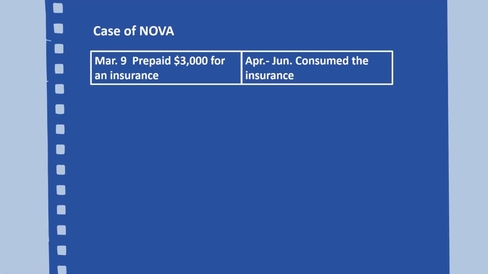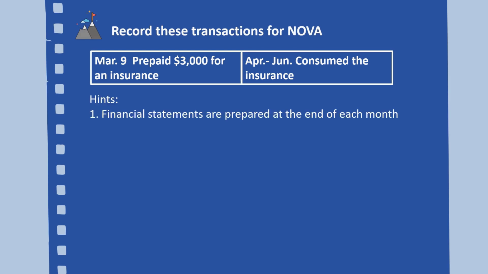On March 9th, Nova prepaid $3,000 for insurance coverage that extended for 3 months, from April to June. How should we record these transactions? Here are your hints. Nova prepares financial statements monthly, so we should recognize an expense at the end of each month. And the expense associated with consuming insurance is called insurance expense. Take a moment to pause the video and give it a try.